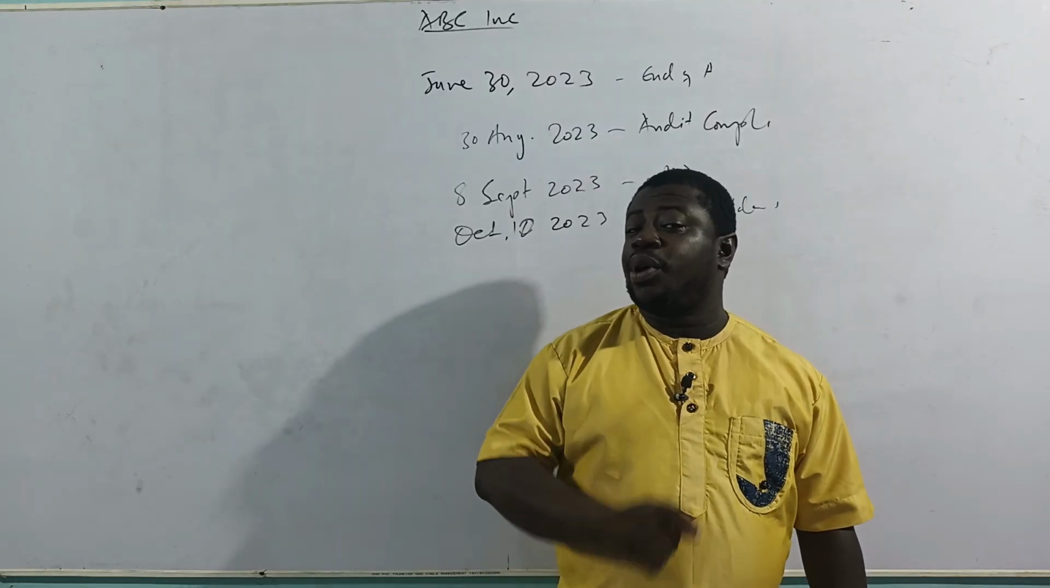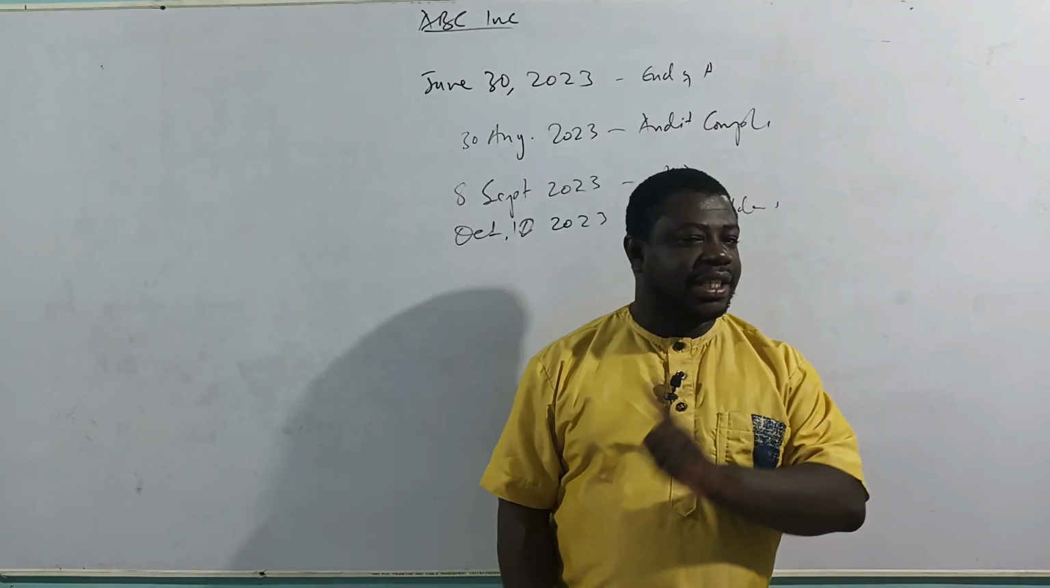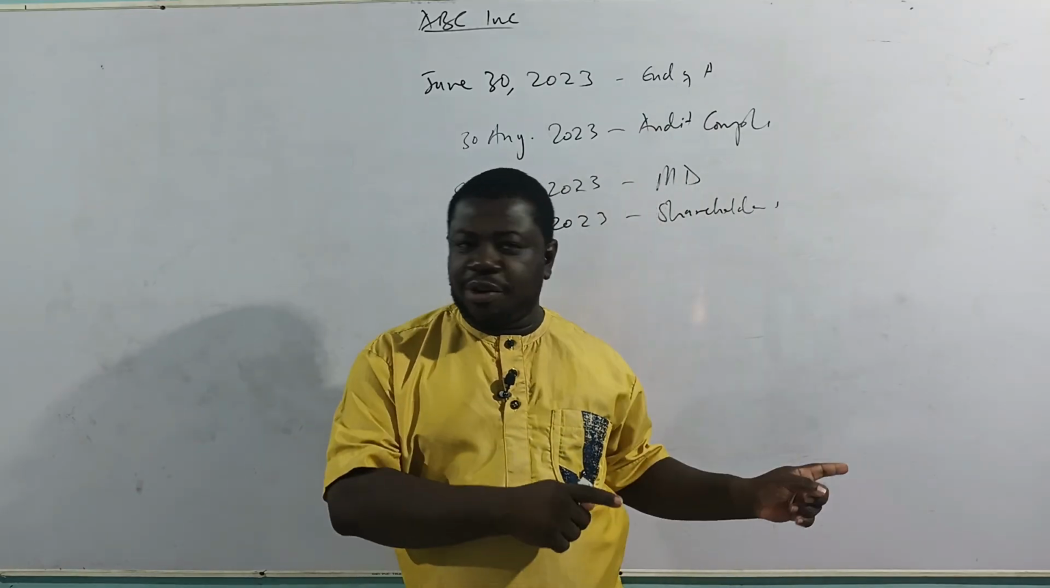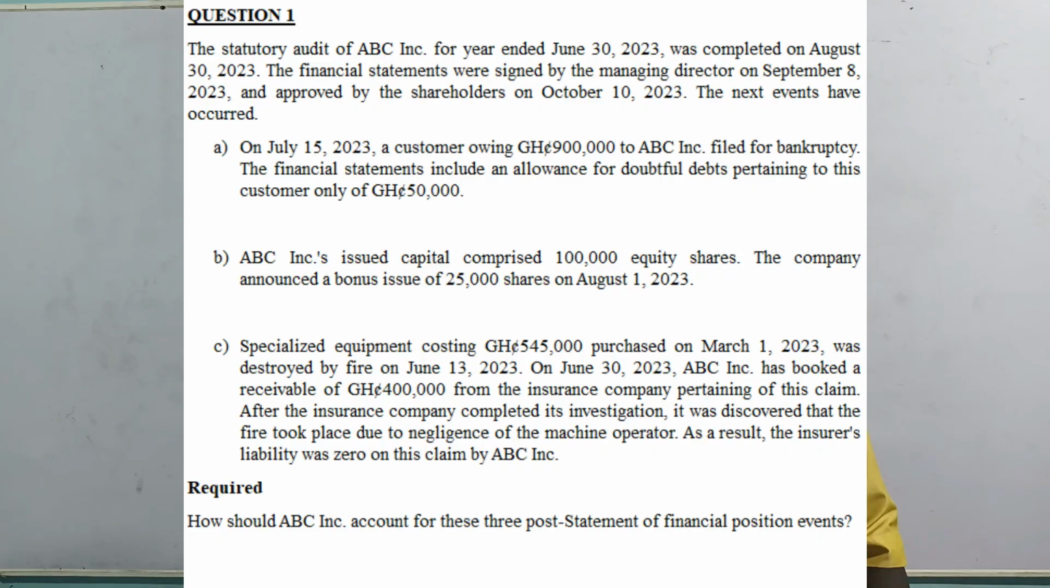First of all, the most important thing to determine is whether the event is an adjusting event or a non-adjusting event, like the way we explained from our previous video. So let's look at this. The first one says on July 15th, the dates in these scenarios are key and very important.